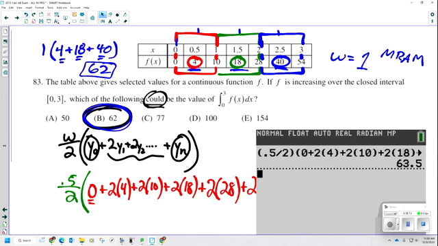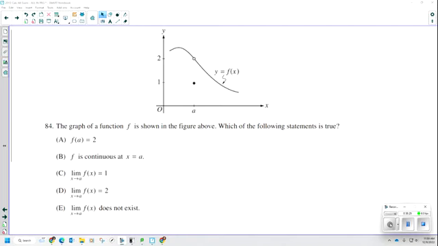Oh, man. When was the last time I had a true-false question? 84. Another graph. Look at us go. The graph of the function f is shown in the figure above. Which of the following statements is true? You have 5 options. 4 of them will be false. 1 will be true.